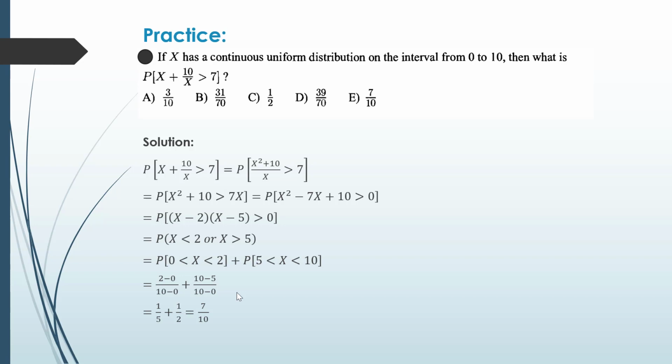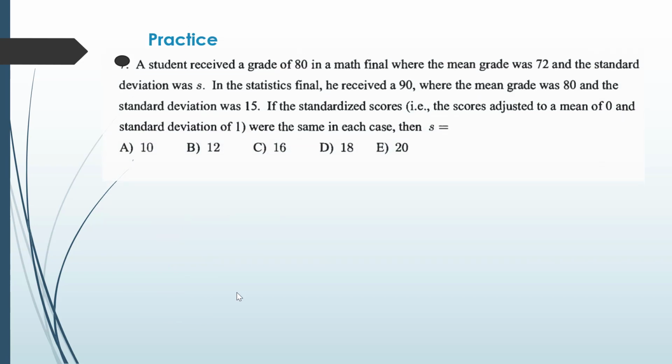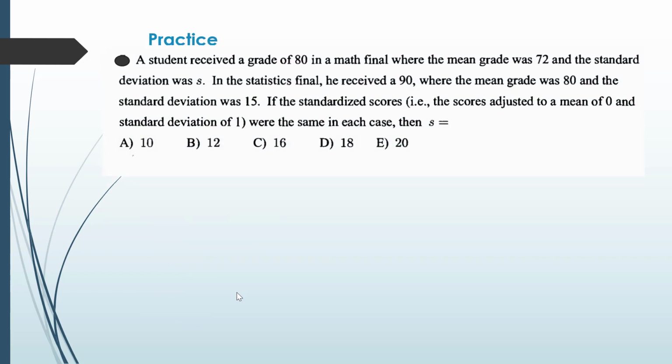So that is the second problem. Now question number 3. A student received a grade of 80 in a math final when the mean grade was 72 and his standard deviation was S. In the statistics final, he received a 90 where the mean grade was 80 and the standard deviation was 15. If the standardized scores, the score adjusted to the mean of 0 and the standard deviation of 1, were the same in each case, then what is S?